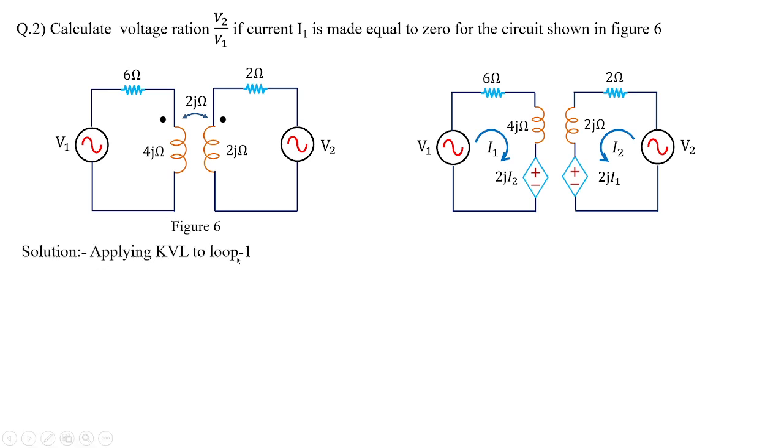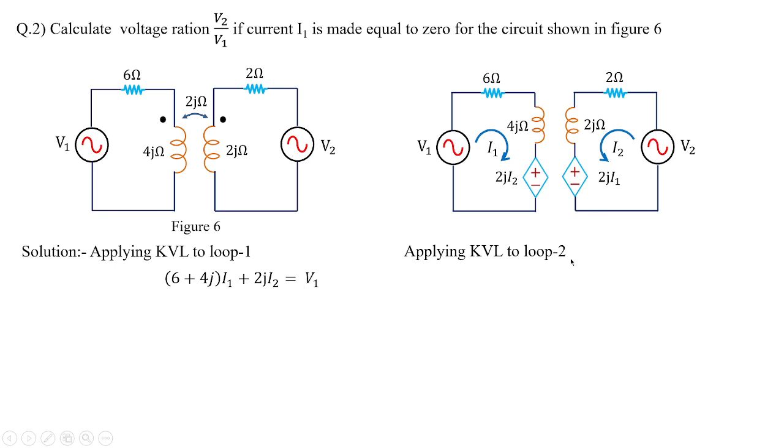Applying KVL to loop 1 in clockwise direction, I'm going to get (6 plus 4j) I1. Why 6 plus 4j I1? 6 is the resistance value, 4j is the inductance value. You have inductive reactance value given by j omega L, j XL. So XL value directly we are taking as 4j. That's why (6 plus 4j) I1 plus 2j I2. That is the developed voltage over here, which is equal to V1. That is, minus V1 we have taken on the right hand side. So (6 plus 4j) I1 plus 2j I2 equal to V1. This I'm going to treat as equation 1.